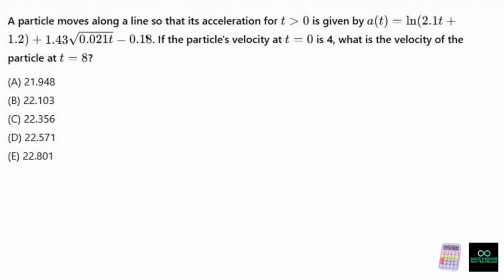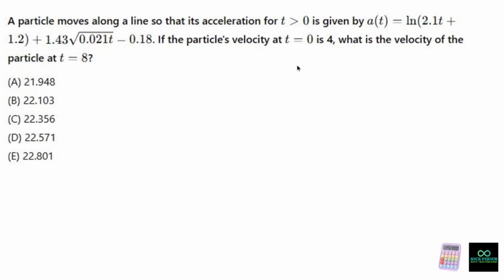A particle moves along a line so that its acceleration for any positive time t is given by a of t equals ln of 2.1t plus 1.2 plus 1.43 times the square root of 0.021t minus 0.18. If the particle's velocity at time t equals 0 is 4, what is the velocity of the particle at time t equals 8? All right, so we're given an acceleration function.